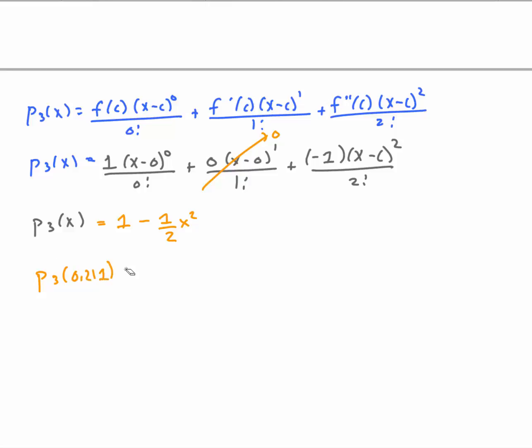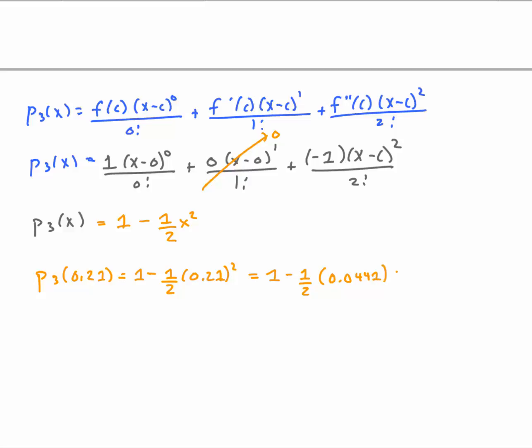Because this polynomial will approximate the cosine now. Let me try and write that a little better. So I have 1 minus 1/2 times 0.21 quantity squared. Okay, so simplifying, we have 1 minus 1/2, and then I have the 0.21 quantity squared. 21 squared is 441, and then I'd move the decimal 4 places back, so that'd be 0.0441.